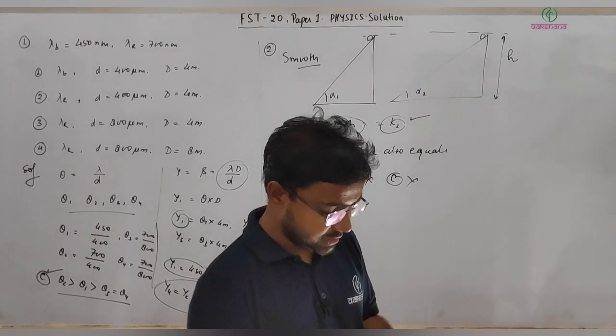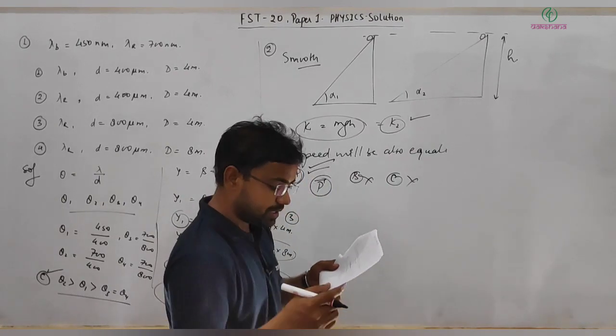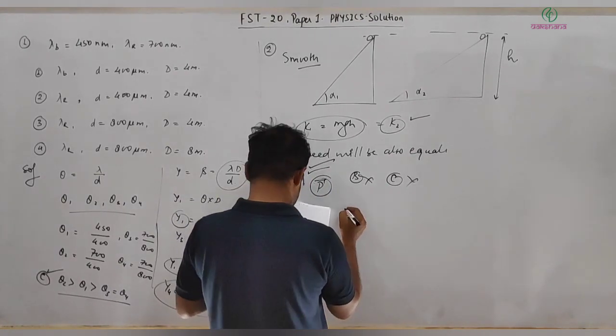Okay, consider problem number 3. Consider the circuit shown in the figure. The switch is closed for t less than 0. So let me first draw this circuit.